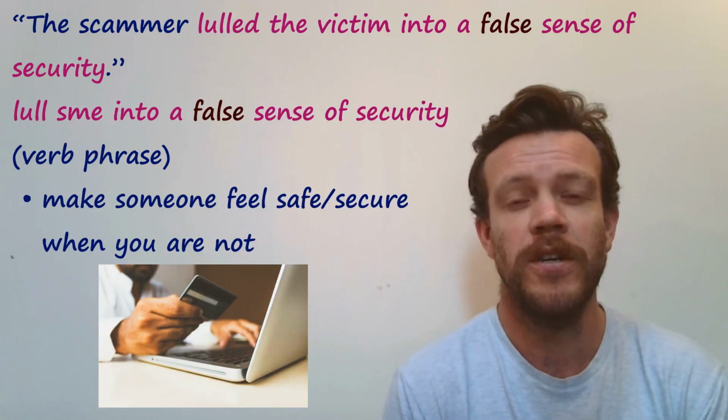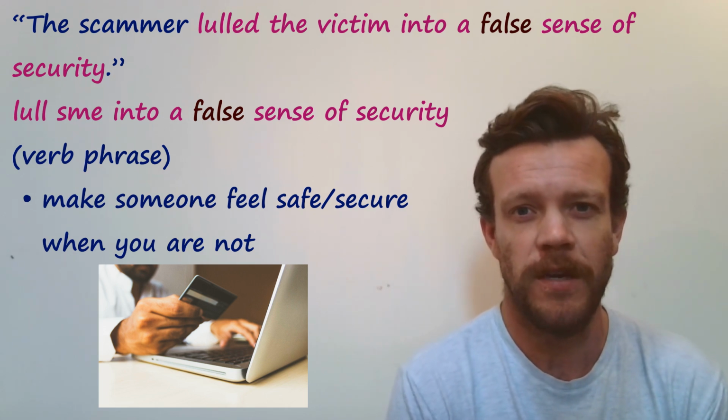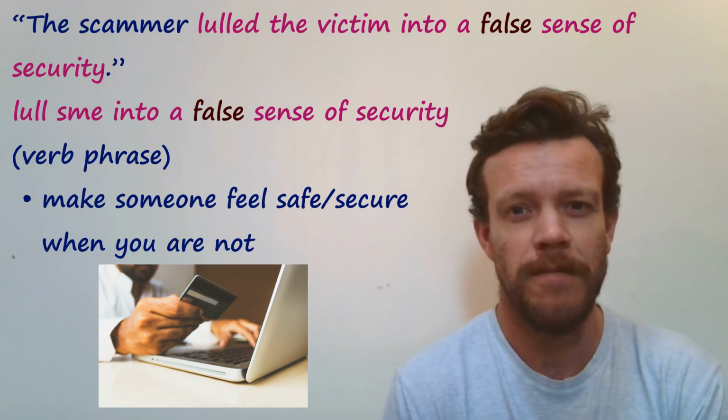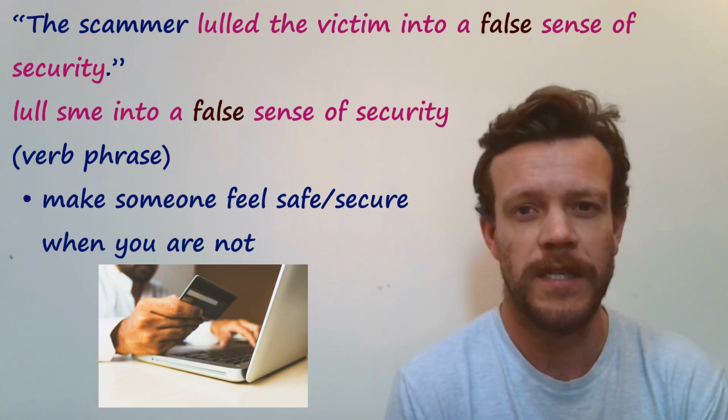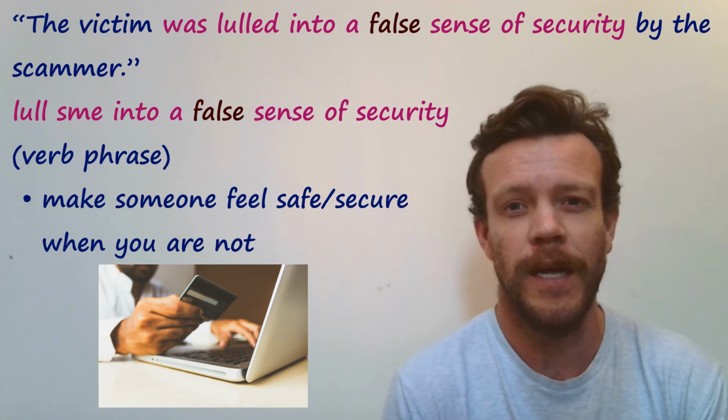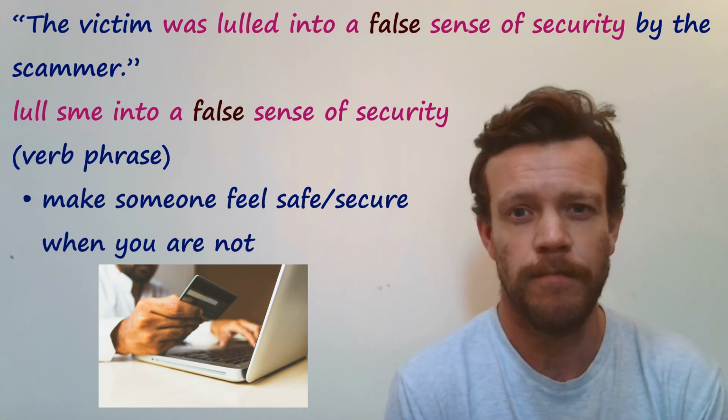And there's an action with a very long phrase, lull someone into a false sense of security. So for example, the scammer lulled the victim into a false sense of security. You can also use that in the passive with be or get, lulled into a false sense of security.